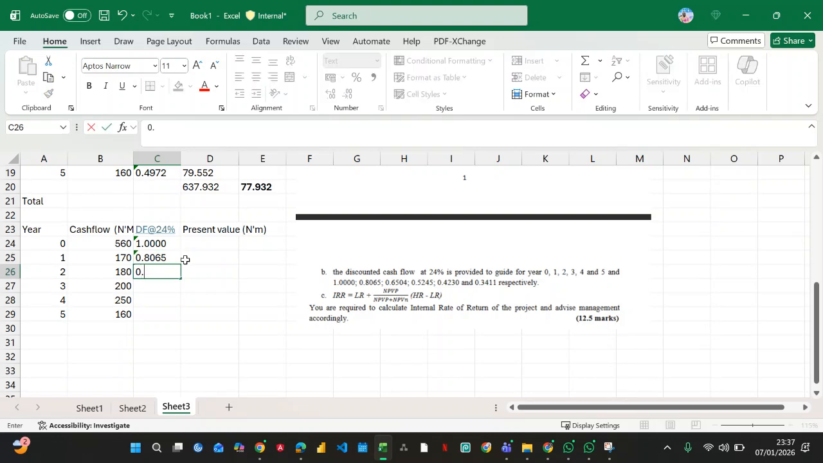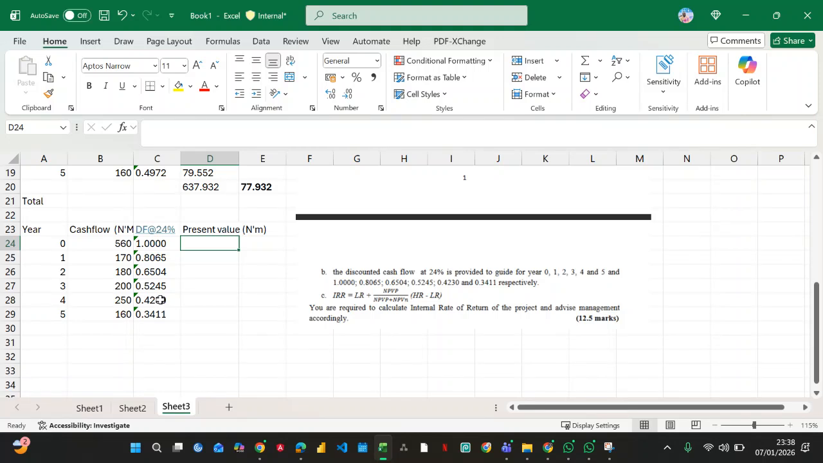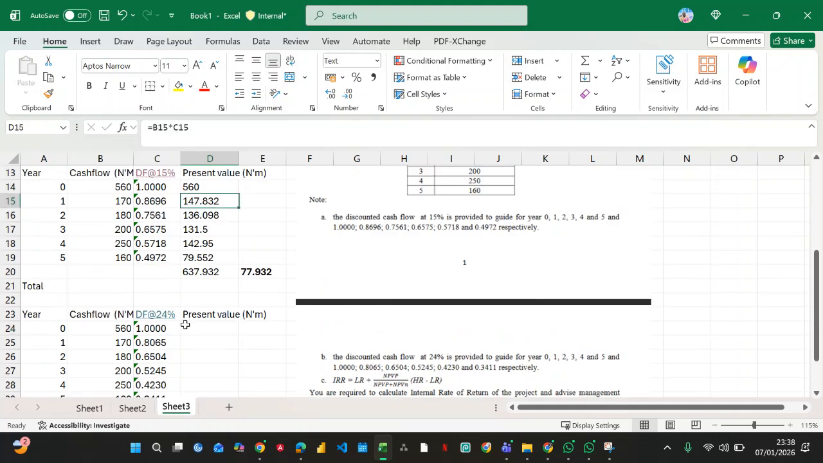So this is this one. So the next one here is going to be 0.8065, then we have 0.6504, then 0.5245, then we have 0.4230, okay, this should be correct. Then we have 0.3411. Is it correct? What I did here is correct, Abby.